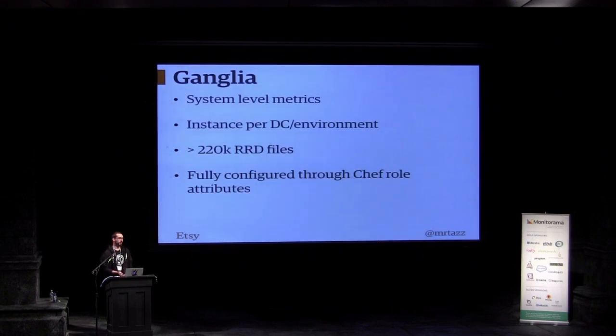For system level metrics, we run Ganglia. We basically have an instance per data center or environment, which means for all the developer machines that run in the developer environment, we have a Ganglia instance. We actually have two per environment, so when one goes down, the other one can still be used, and we can flip over to that. Across all the Ganglia instances, we have around 220,000 RRD files, which are mostly system-level metrics.